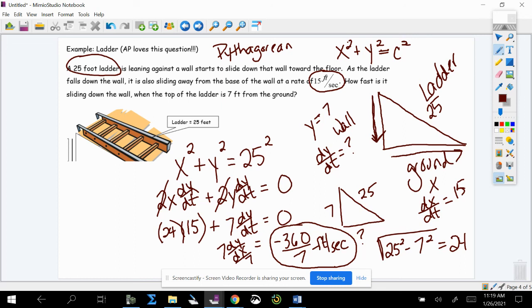Most common question. There's actually a whole section on Delta Math about triangular related rates that you'll use a lot of this for.